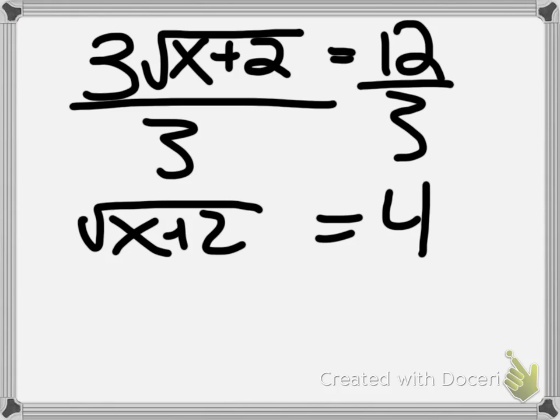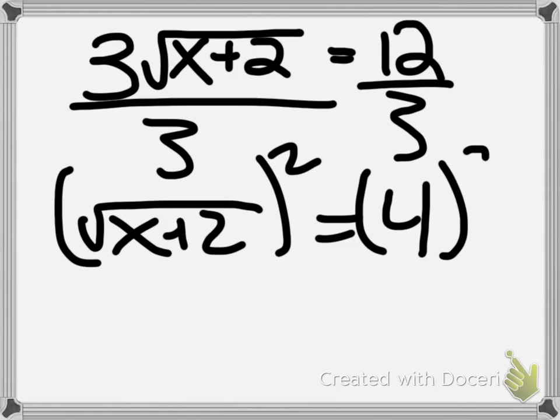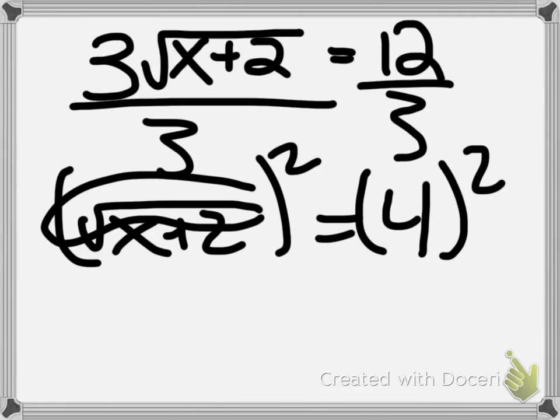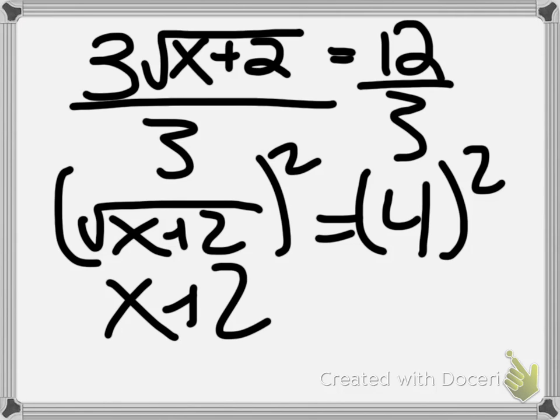Now we must apply the inverse operation. What that means is we must square both sides. We do this because there is a radical sign, and squaring it cancels it out. After we do that, we get x plus 2 equals 16.